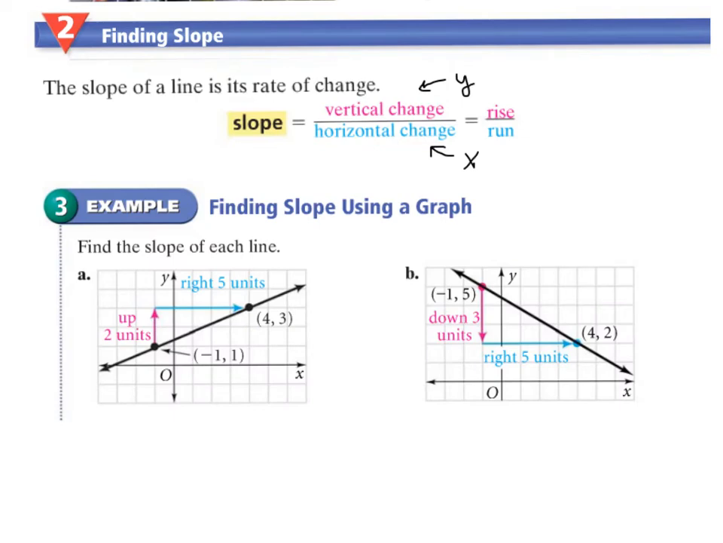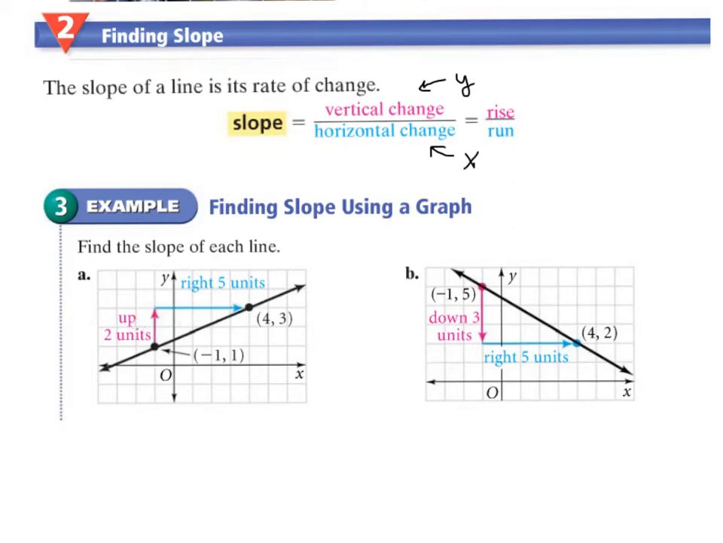So let's use that to find the slope of a graph. Look at this, example 3. Find the slope of a line. You can pick any point you want on this line to find the vertical change over the horizontal change. So watch what we're doing here. Slope always goes left to right. Repeat after me. Slope goes left to right. Don't forget that. So to go from this point to this point, we go up 2, right 5.